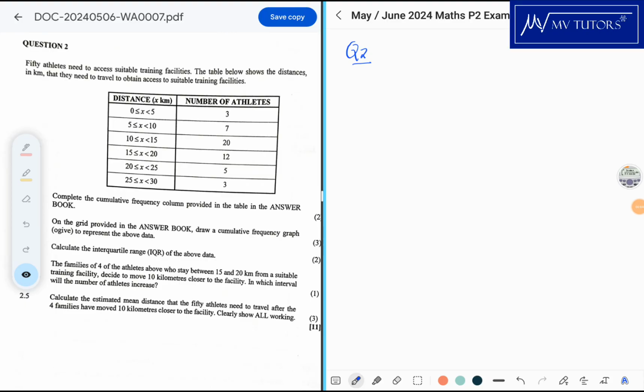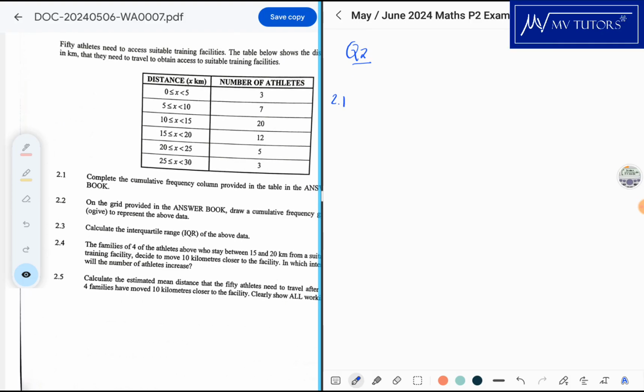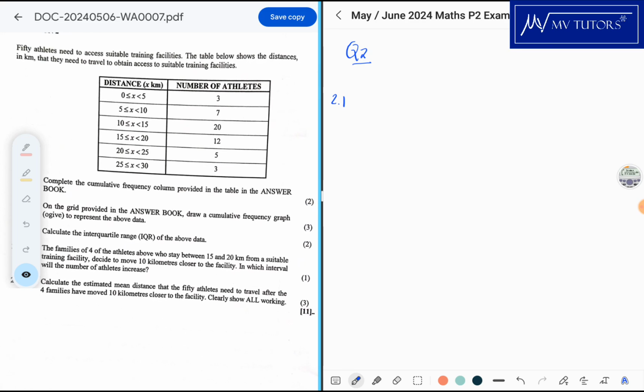Still busy with stats. So it says 50 athletes need to access suitable training facilities. The table below shows the distances in kilometers that they need to travel to obtain access to suitable training facilities. All right, so now 2.1. We can see in our table we have distance in column 1, which is measured in kilometers, and then we have number of athletes in column 2. So 2.1 says complete the cumulative frequency column provided in the table in the answer book. We do not have an answer book, so we're just going to answer it right here.